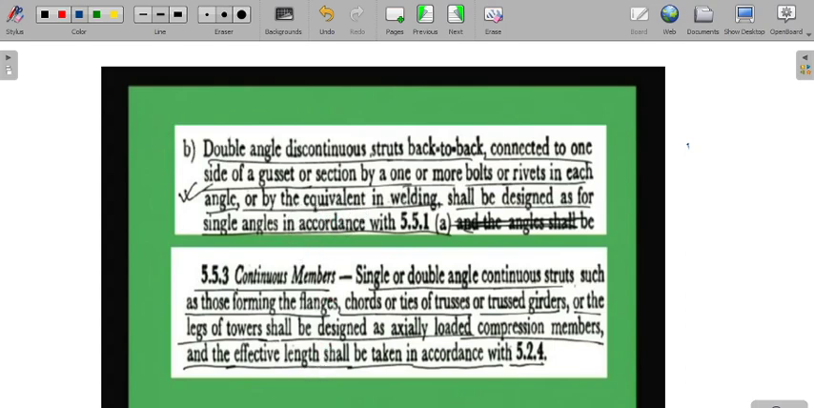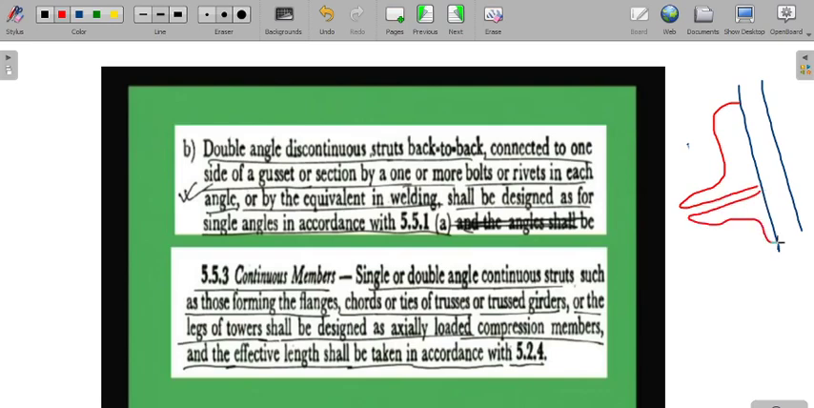In this case, it is saying double angle discontinuous strut back to back, connected on one side of the gusset plate. So if this is your gusset plate, these two angles are connected on one side of the gusset plate. This is one angle and this is another angle, on one side of the gusset plate, back to back. And then it says, by one or more bolts or rivets in each angle, or by equivalent welding, shall be designed as for single angle in accordance with clause number 5.5.1.